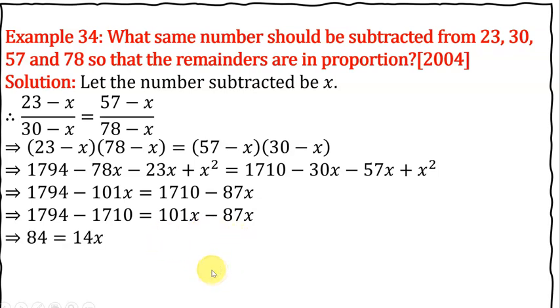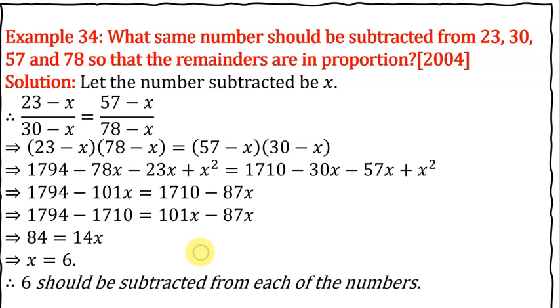Next simplification is 84 is equal to 14x, and hence x is equal to 84 upon 14, and then x is equal to 6, and this is the number, and hence 6 should be subtracted from each of the numbers, so that all will be in proportion.